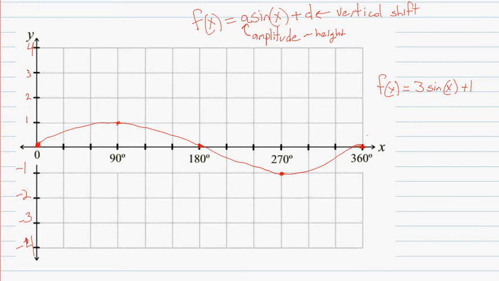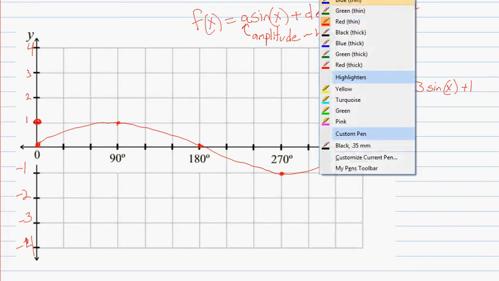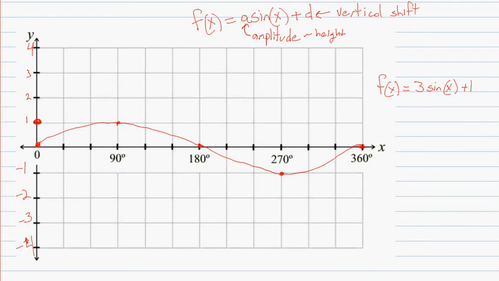All right, so basic sine curve. But now what we know is our graph's going to be taller. Instead of going to 1, it's going to go to 3. But the problem is I don't want to just start at 0 and go up to 3, because I know I have to move my entire graph up 1. So my new start is going to be at 1. So why don't I go ahead and change colors? All right. So we're now going to start at 1.